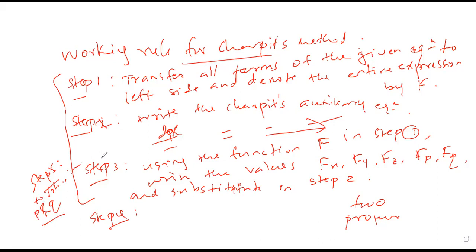Okay, step number 6, last step. Step 6 says put these values P and Q in the equation dz is equal to P dx plus Q dy.